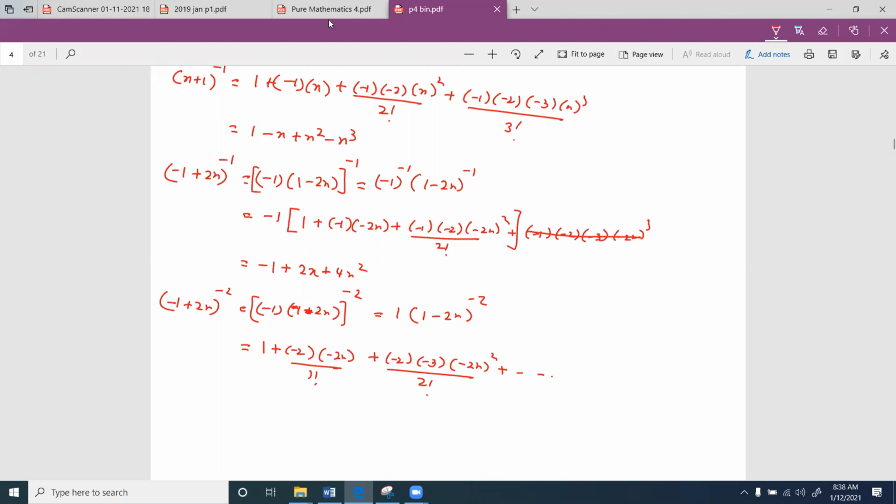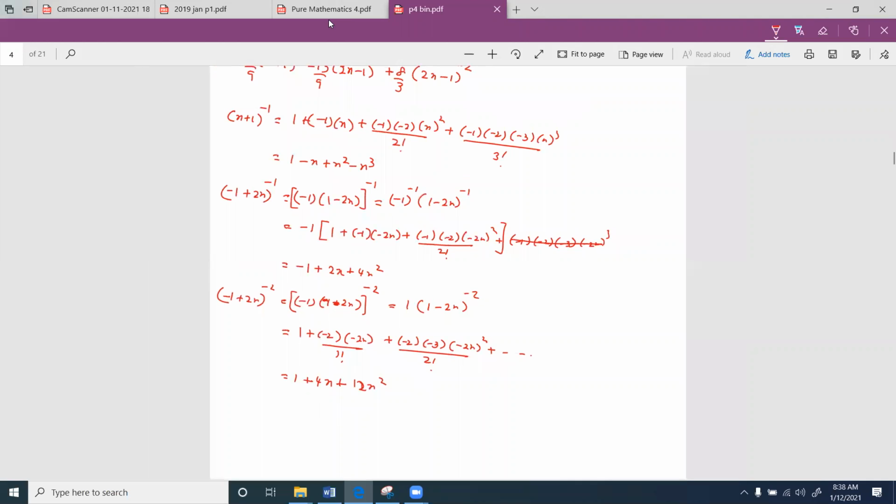So from here you get the answer 1 plus 4x. Then this 2 and 2 get cancelled. Minus, anyway, it's a plus value. When you simplify, minus squared is plus. So it's 4 into 3 is 12, 12x squared, right?